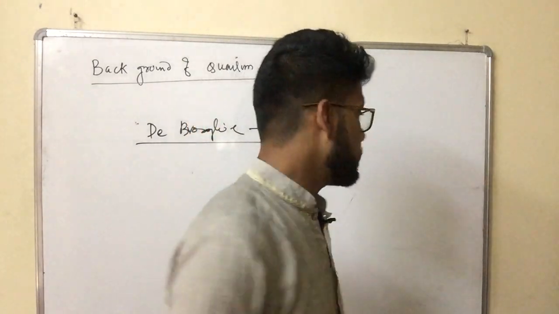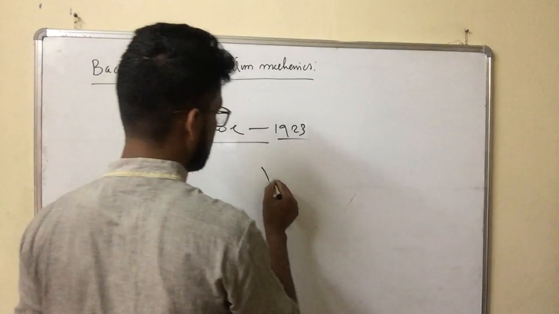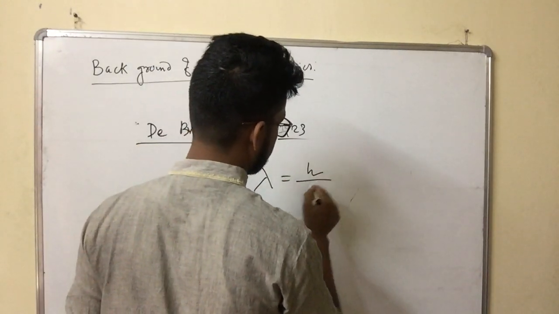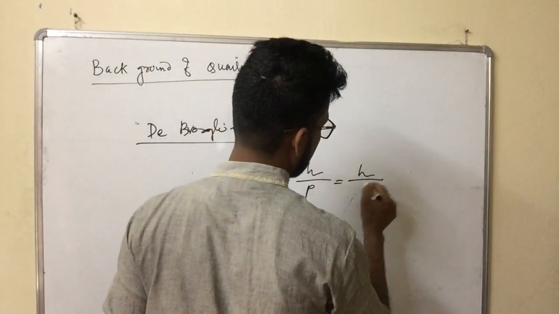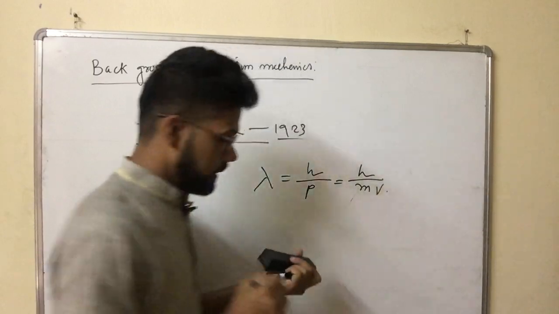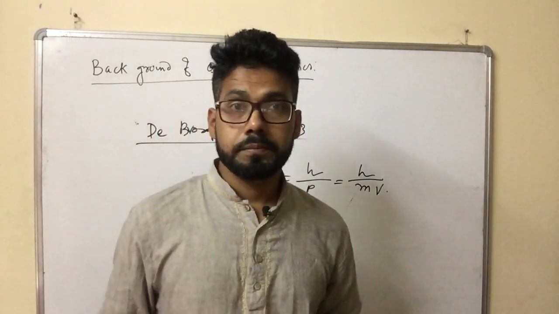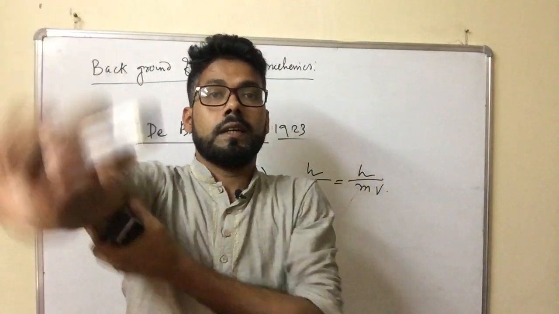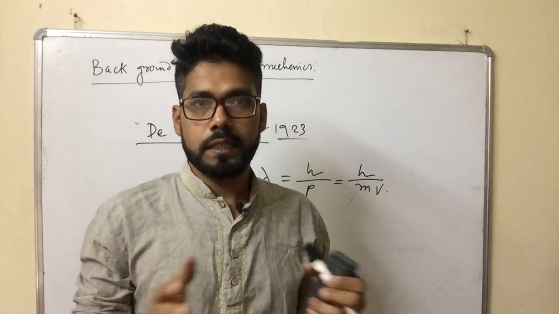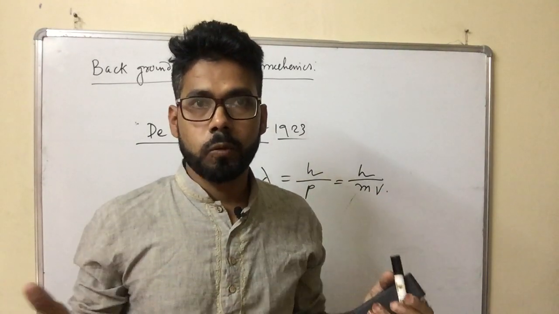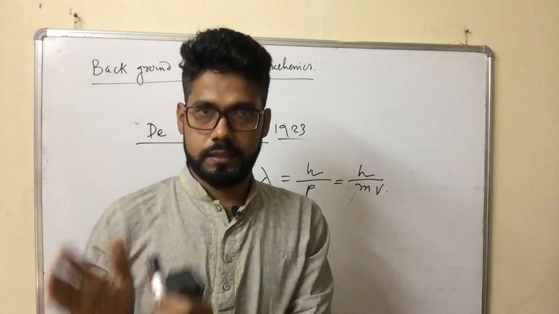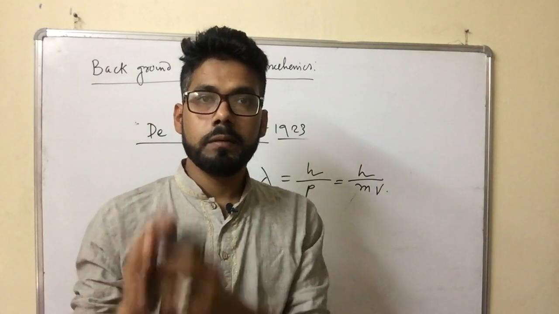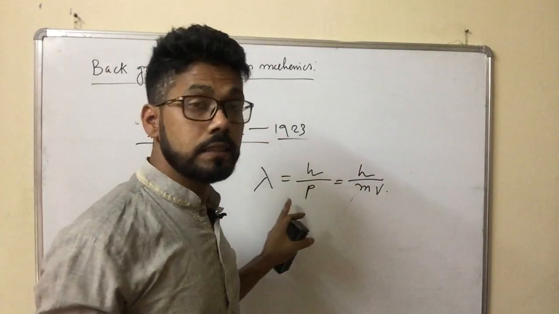So that is why he provided an equation, which is known as p = h/λ, that is, λ = h/mv. What does it mean? De Broglie suggested that whenever a material particle moves, a wave is associated with it, and the wavelength of the wave is given by this.